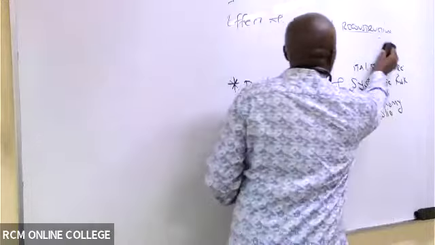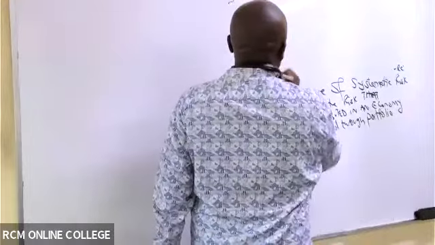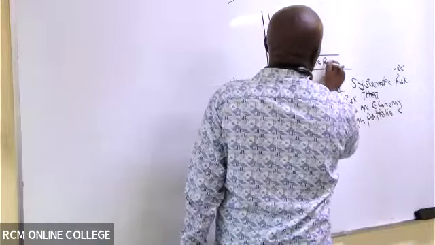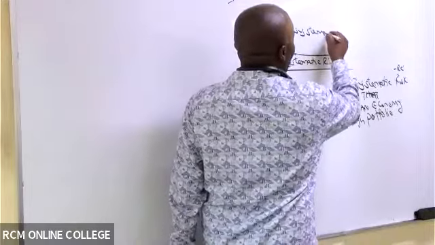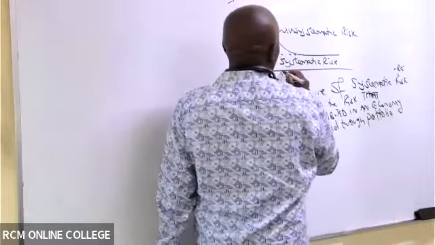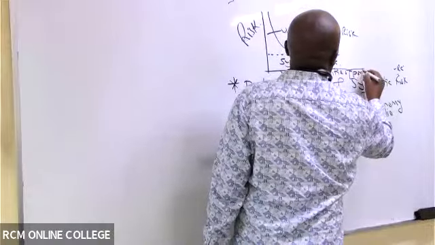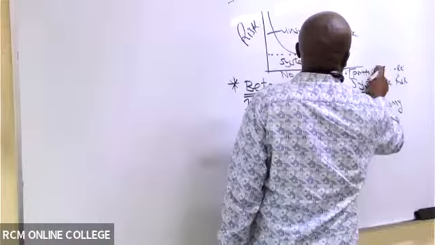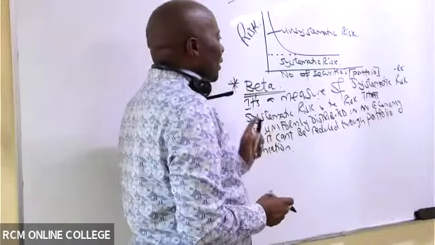By a simple diagram, ladies and gentlemen, we have two types of risks. We have this risk that we shall be calling systematic risk. And then we have the other risk, which is reducing, which we call unsystematic risk. On one axis we have risk, and on the other we have the number of securities, which is basically our portfolio.